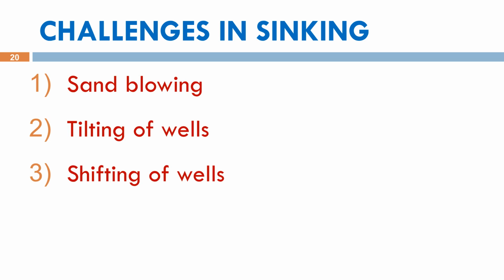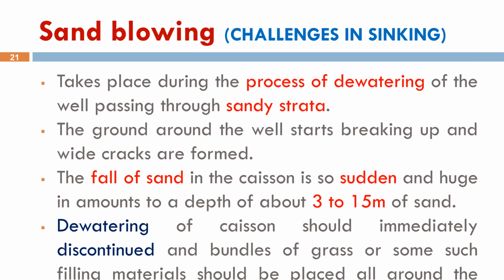If these problems are not identified and corrected early, they can delay construction and even affect the stability of the entire bridge foundation. Let's understand each of these challenges one by one. Sand blowing usually occurs when a caisson sinks through loose, sandy soil. During sinking, engineers may remove water from inside the well to ease excavation. However, dewatering in sandy strata creates higher groundwater pressure outside the caisson, causing surrounding sand to rush inward.